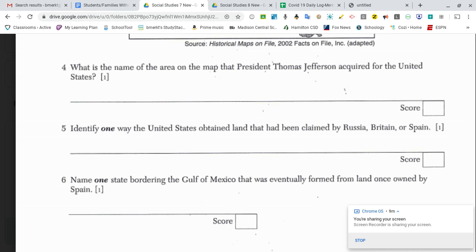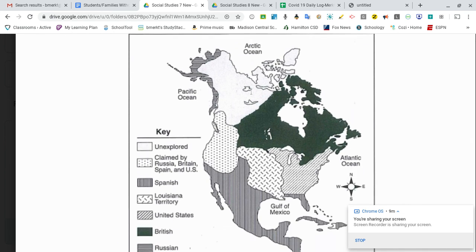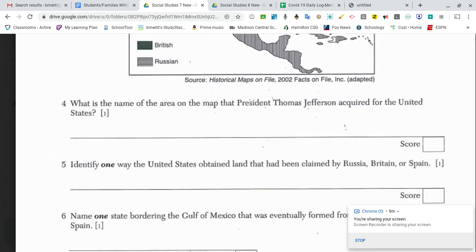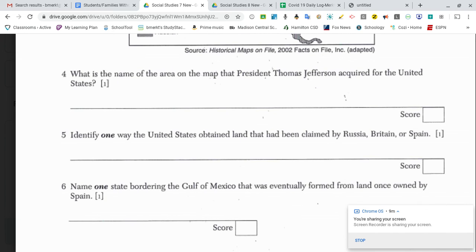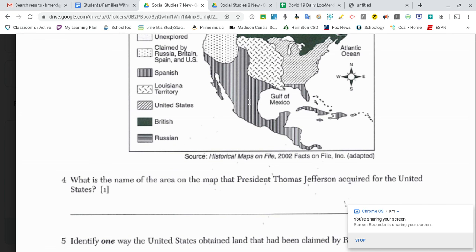I'm going to also send a packet that is similar to these kinds of questions. They're stimulus-based questions. I do have some that I think will work for us that I've been putting together. So look for those too. I'll leave copies of those at school as well.